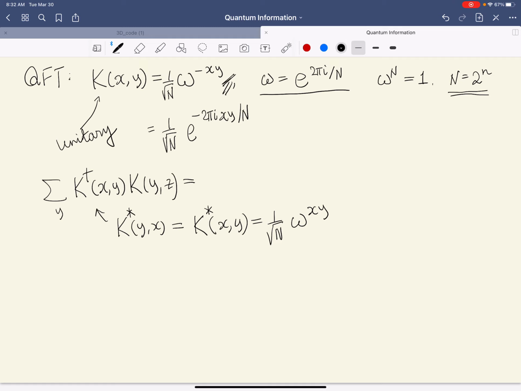Okay, good. So now I'll just plug in the results. This first factor gives me e of plus omega xy. And this second factor gives me omega to the minus yz. Okay, then I'm going to write down this same thing in a more explicit way. E to the 2 pi i over n, y times (x minus z).